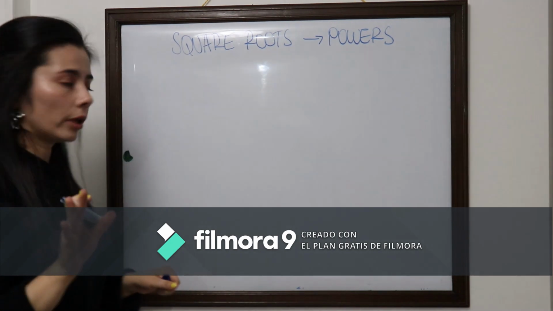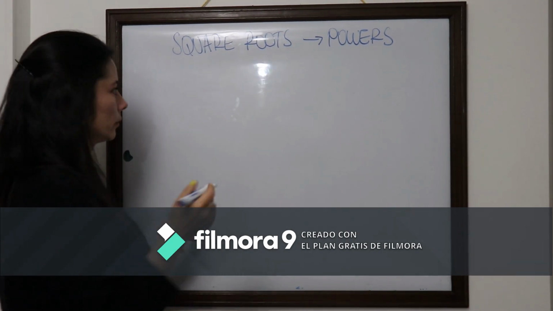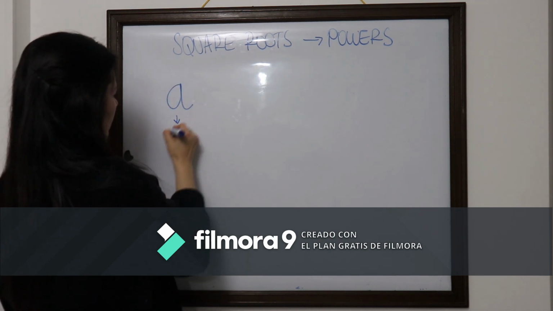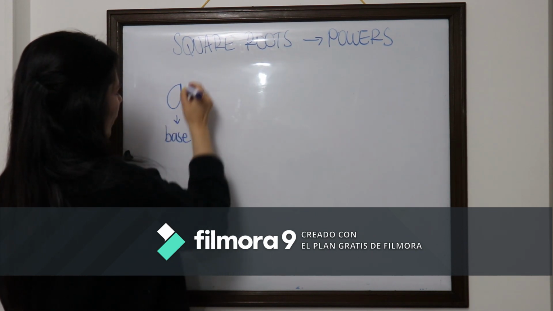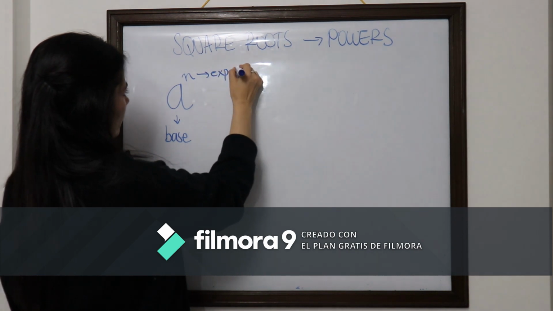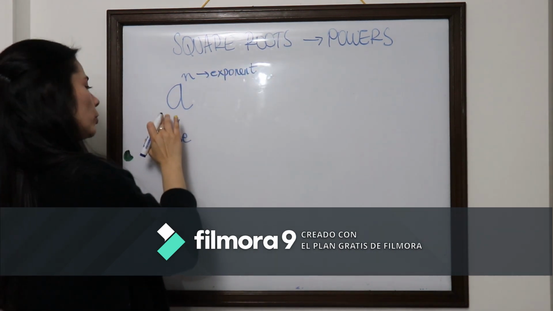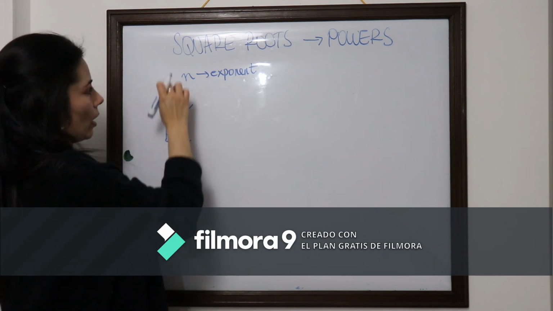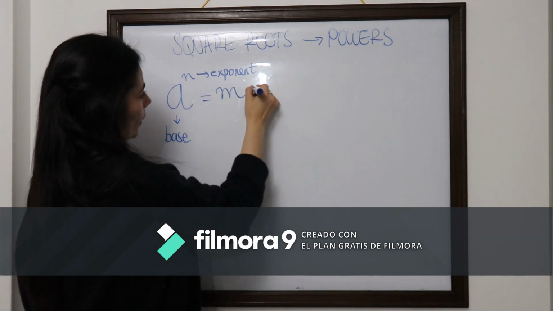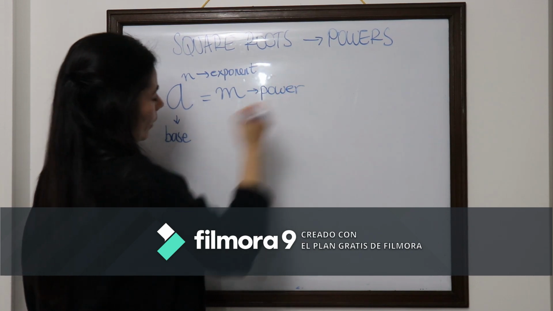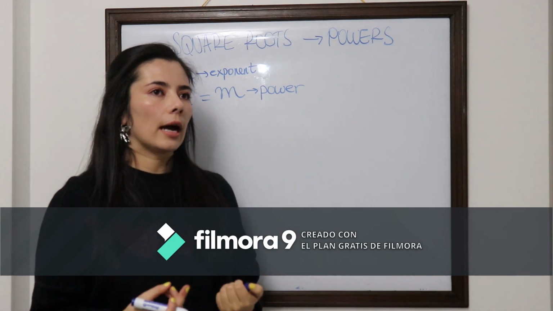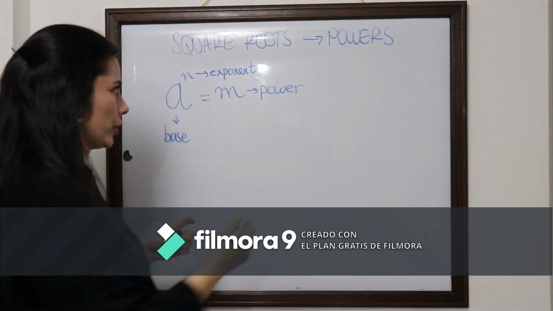So what I want you to understand here is how powers work. We know we have one base. We know that this is the base of the power. We know we have one exponent, right? And that once we take that base and multiply it by itself the amount of times the exponent tells me, then I'm going to be able to get the power, right?